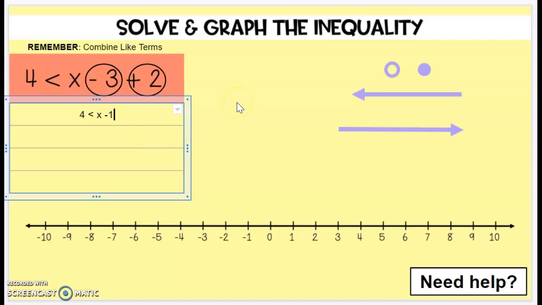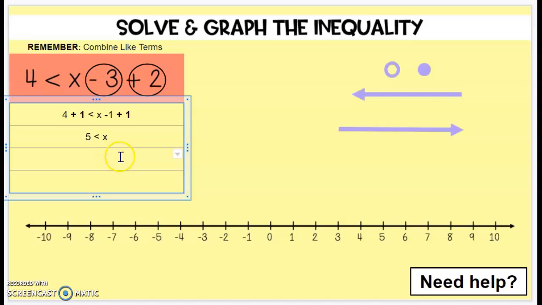I have a negative 1, which means I need to add 1. And I'm going to bold that so you can see it. And I need to do that to both sides. So if I add 1 on this side to cancel that 1 out, I need to do the same thing to that side. So now I add 4 plus 1 equals 5 is less than x, because my negative 1 and my positive 1 cancel out.